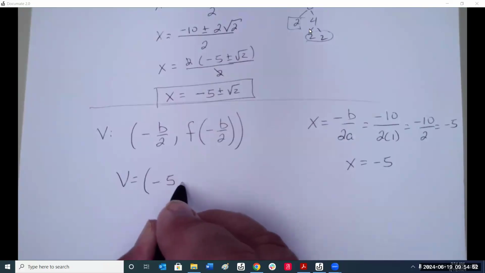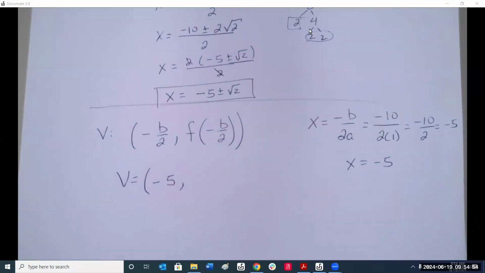is negative 5. Don't bobblehead. You have to learn math. This is stuff you learn in fifth grade.